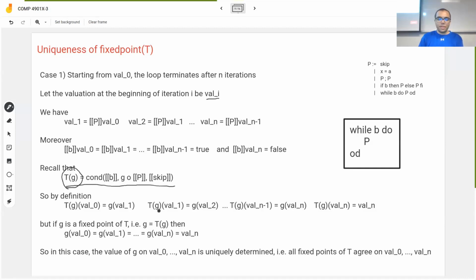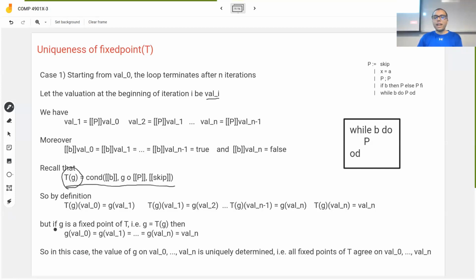And I can do the same operation on the others. I can say T of G of val 1 is G of val 2. And this goes all the way to n. But what happens for val n? Val n is the first time where I did not satisfy the condition of the while. So what is T of G of val n? I check the condition of the while and it's not satisfied. So I'm just going to do skip. But applying skip to val n gives me val n itself. Remember, that was the semantics of skip. It doesn't change anything.